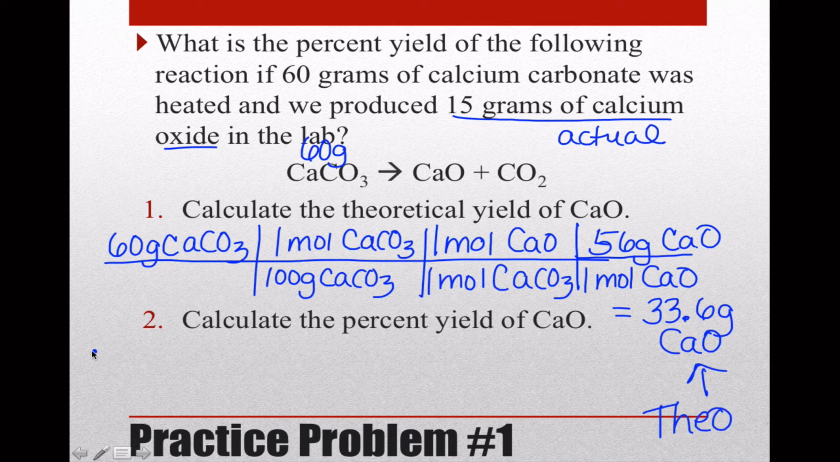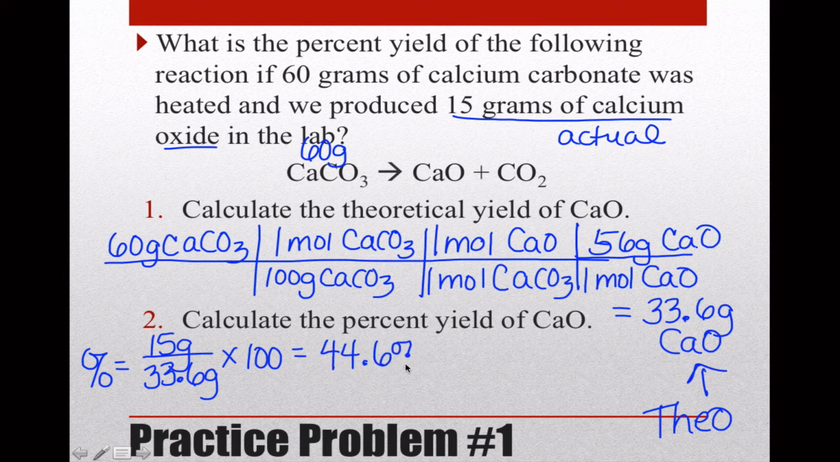Then to calculate your percent yield, my percent yield equals the actual, which they gave us up in the problem was 15 grams, divided by what we theoretically should have got, which is the 33.6 from the calculation, and we multiply by 100 to make it a percentage. And 15 divided by 33.6 multiplied by 100 is 44.6%. So a little under half of what we should have got is what we actually produced in our lab.